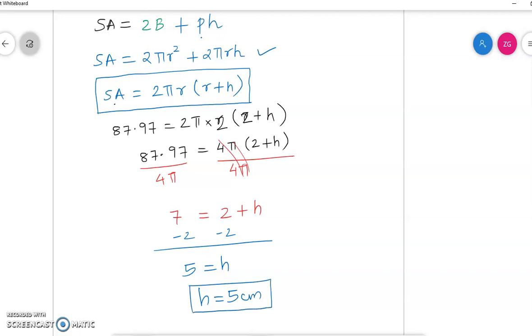So this is how we do examples where the unknown value is to be found. We use the formula, substitute the values and solve the equation to find the unknown answer.